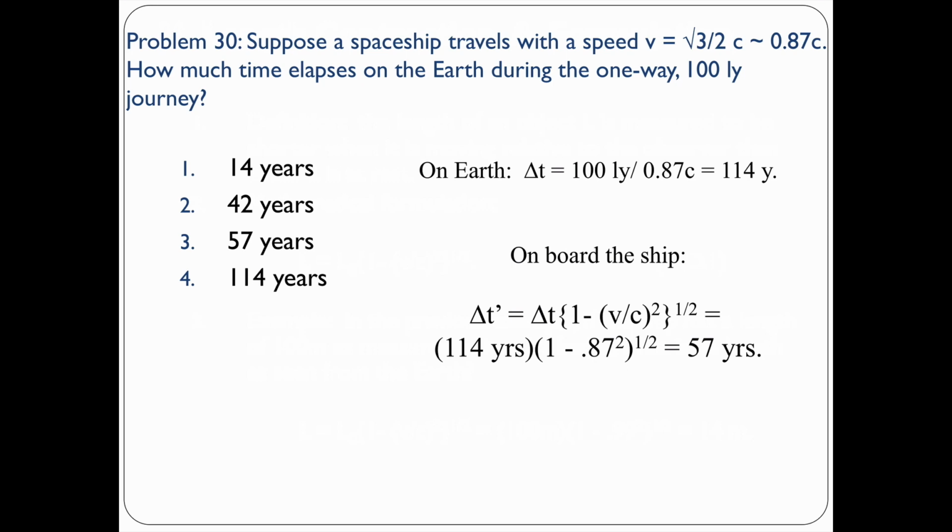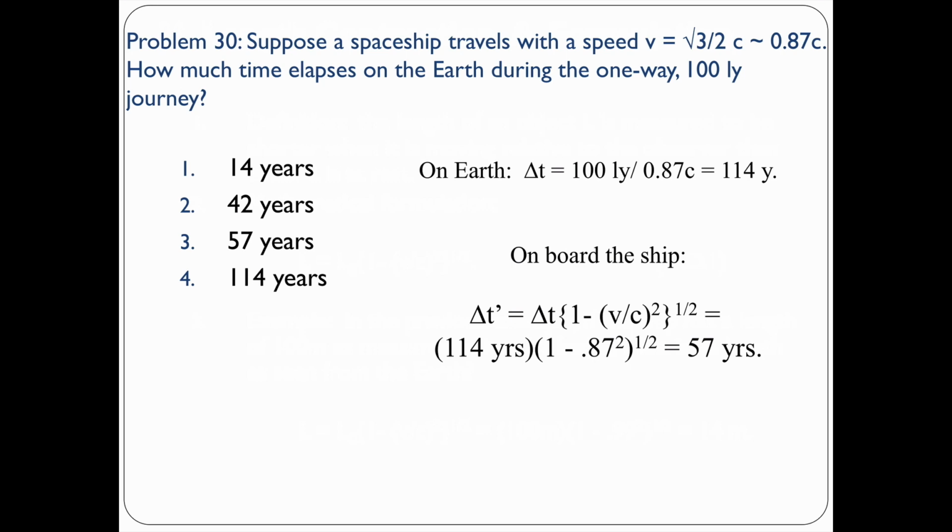Here we're looking for delta t prime rather than solving for delta t, right? Normally we would solve for delta t, and we would look into the ship. Delta t prime is equal to delta t times the square root of 1 minus beta squared, or that's 114 years, since it's just 100 light years away and we're traveling at 0.87c, times the square root of 1 minus 0.87 squared, or 57 years.